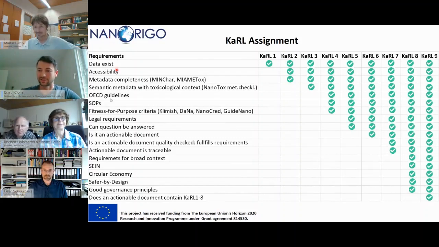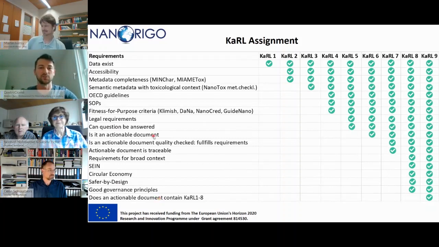Eight. It is very close, since 8 is all of those I said before, but as a list of requirements. And 9 would be the right answer, because 9 is already the document containing all of those. So they are basically very close. And as I said, we are still working on the assignment of KaRL. 8 and 9 are basically the same. So you're right. Thank you very much for the participation. Now, Martin, we can go to the next slide.